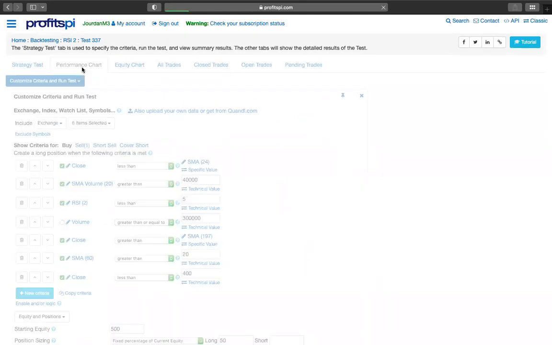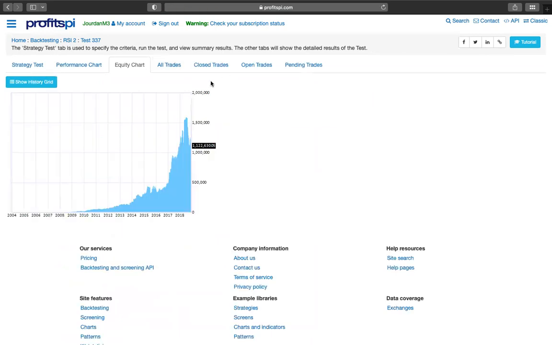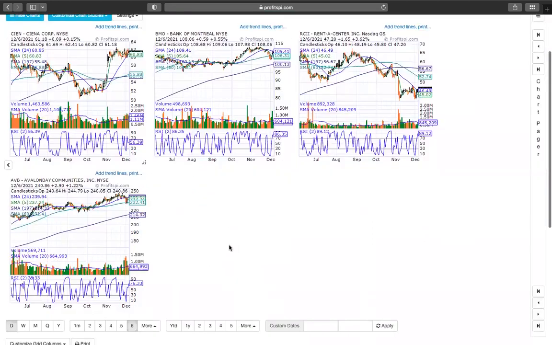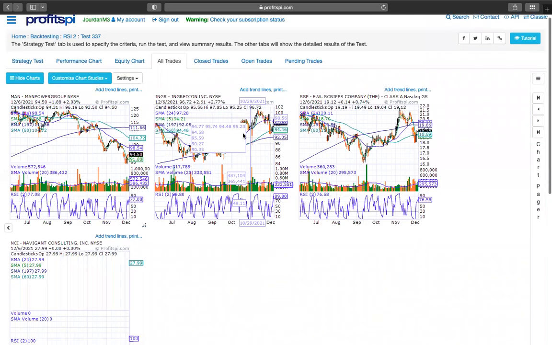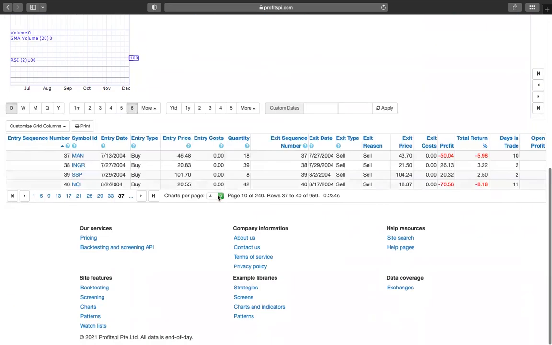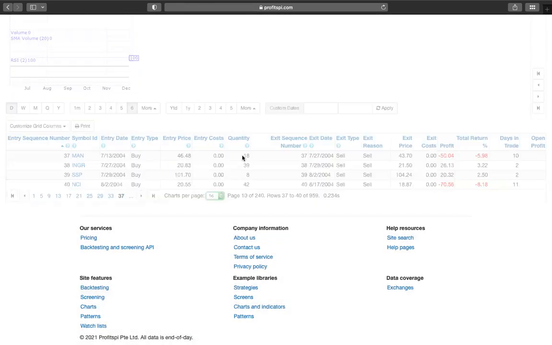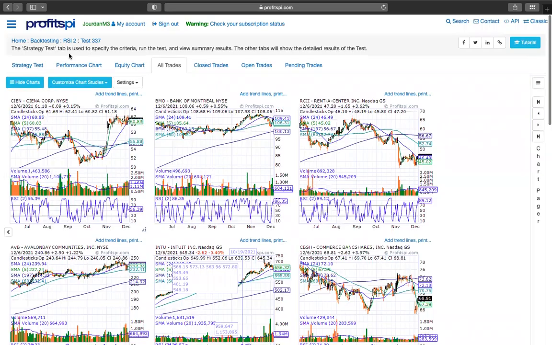So after you run the test, that's where you can come in, look at the results, and compare it versus the S&P 500. You can look at the equity chart to show how the account would have grown, and you can see the trades that it took throughout this whole time period. Every single trade. And if we open it up, now you can see more trades per screen. So it opens that up for you.